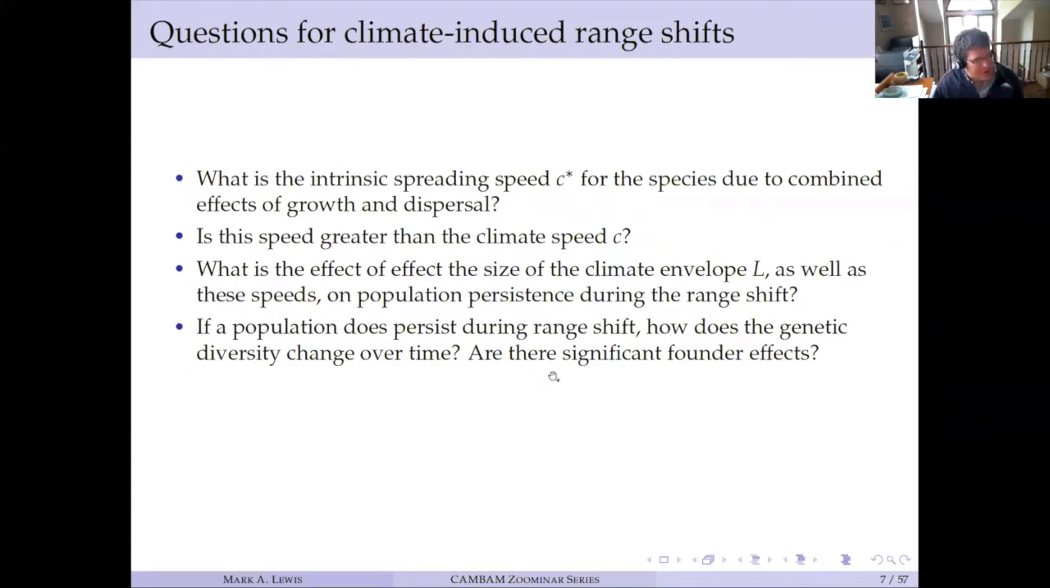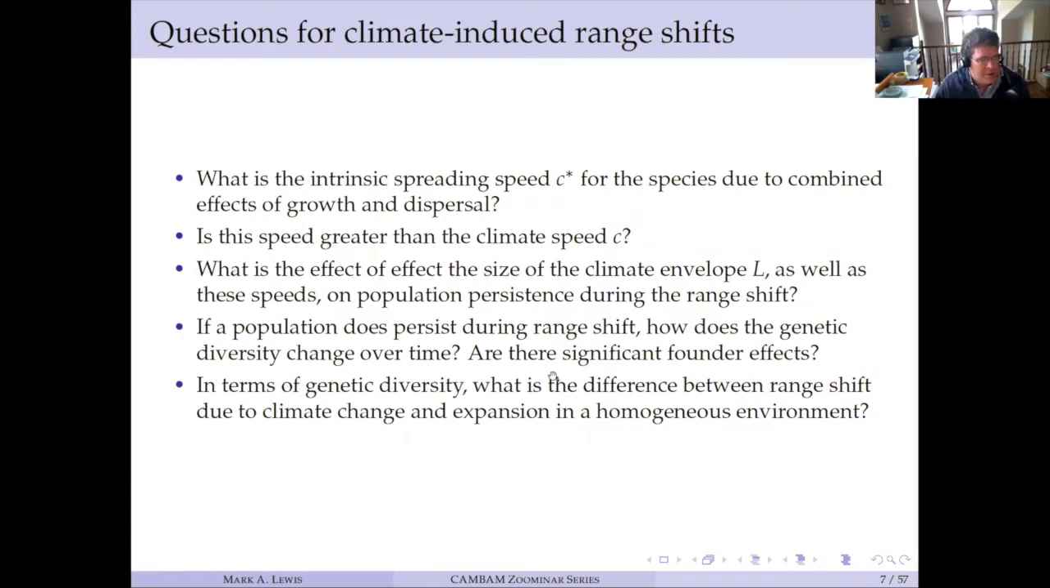But then if the population does persist, how does the genetic diversity change over time? Are there significant founder effects? Or if there are founder effects, when do those occur? And so this is something we're going to look at today.